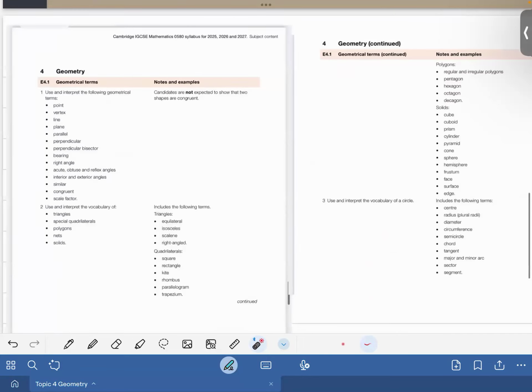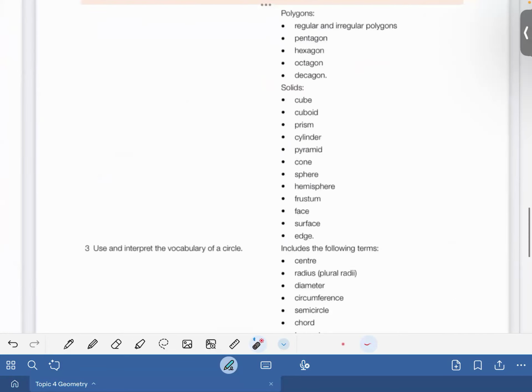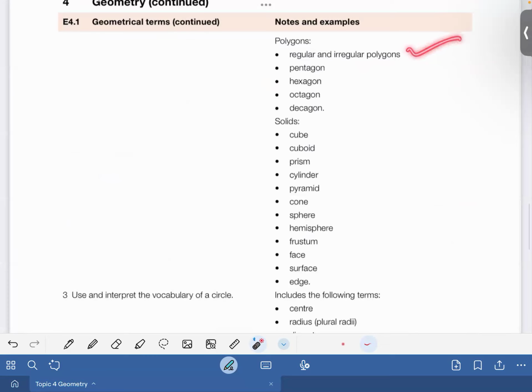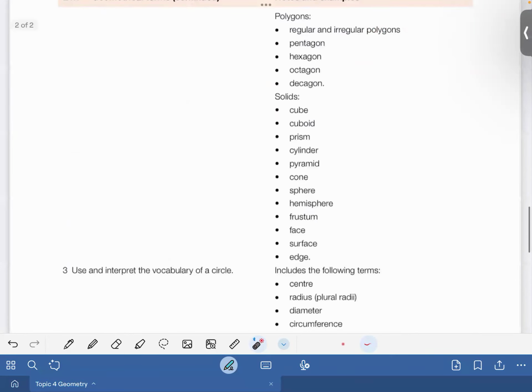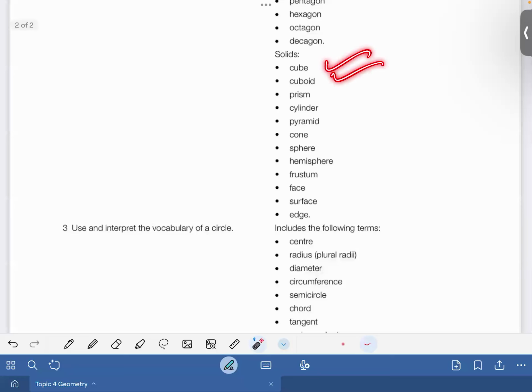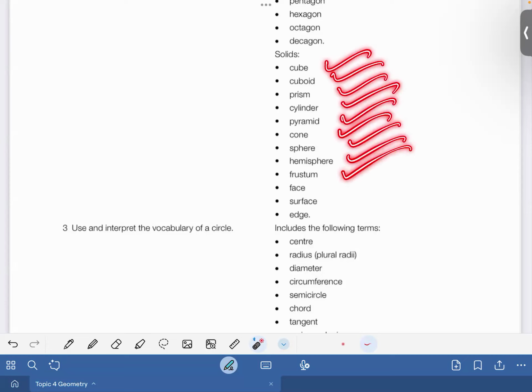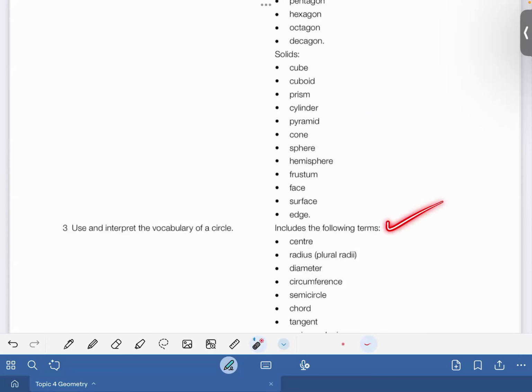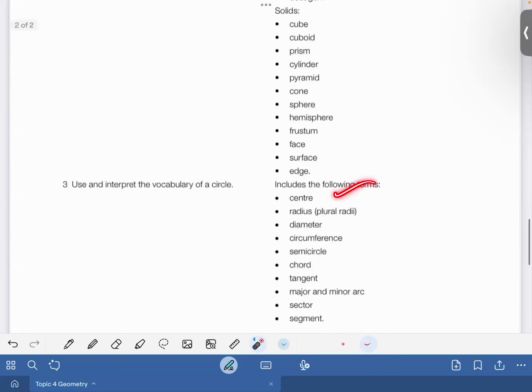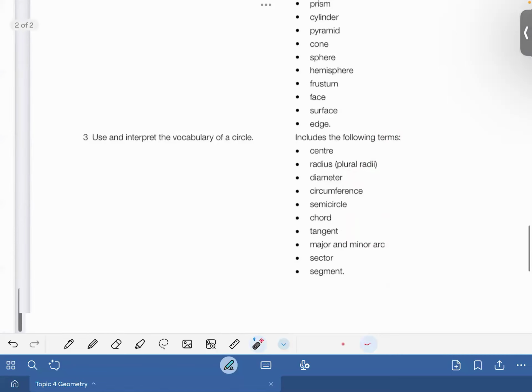And on the next page, the examiner is saying here that in the polygons, you will be seeing regular and irregular polygons, pentagons, hexagons, octagon, and decagon. In solids, you will be seeing cube, cuboid, prism, cylinder, pyramid, cone, sphere, hemisphere, frustum. What is face? What is surface? What is edge? Include the following terms: center, radius, diameter, circumference, semicircle, chord, tangent, major and minor arc, sector, and segment. Why am I reading all these names?